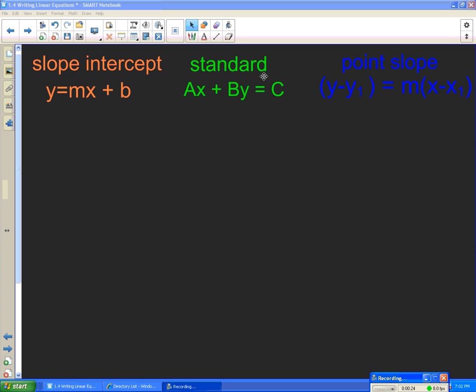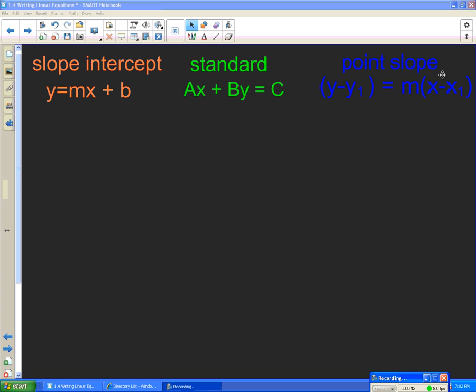The second form is standard form. Standard form occurs when x and y are on one side of the equal sign and the constant is on the other side. You want to make sure that both a and b are integers, which means that neither a nor b can be a fraction, and that a is positive.